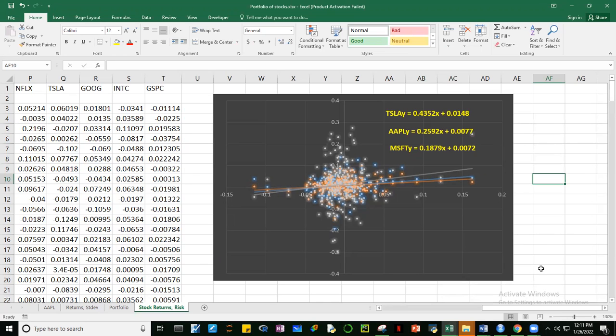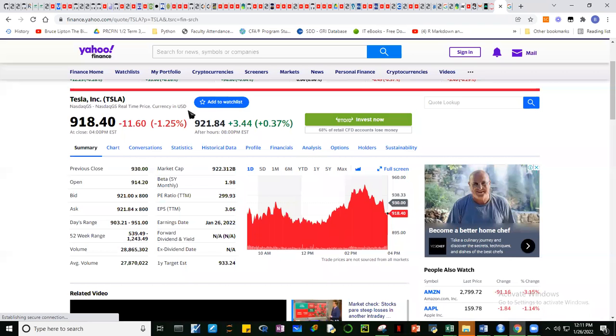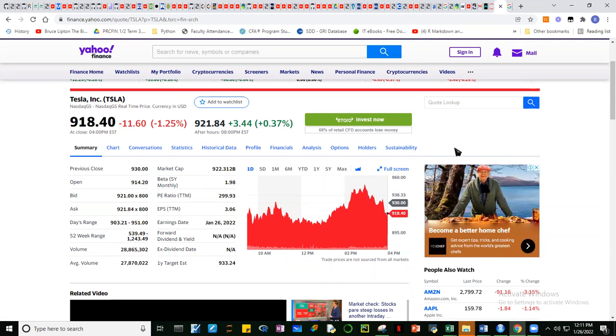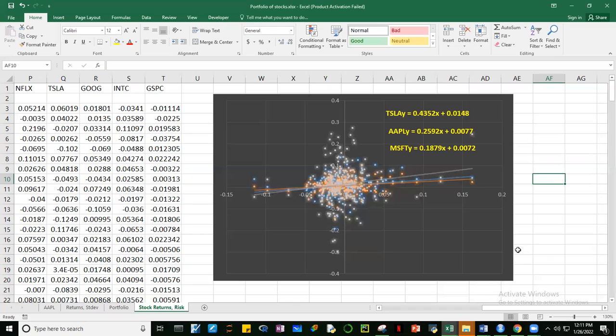Okay, so there must be something different between the computation of beta dito, no? Dito kasi sa Tesla 1.98 using monthly data, okay, 5 years. So I'd like you to find out paano kaya kino-compute ni Yahoo Finance to, yung beta note na 1.98. Okay, but it's definitely all about the slope, no, relationship between GSPC and the stock itself.